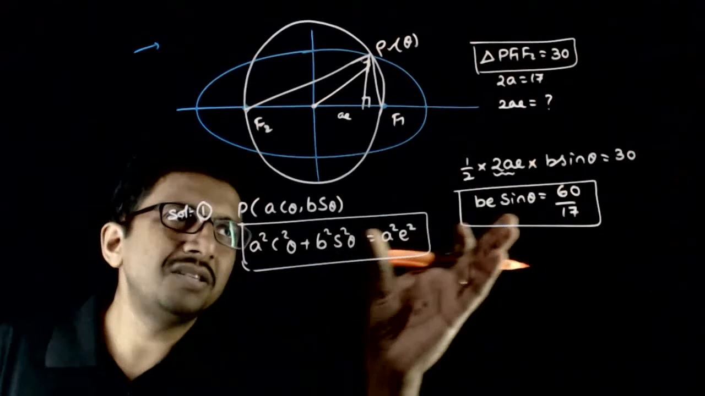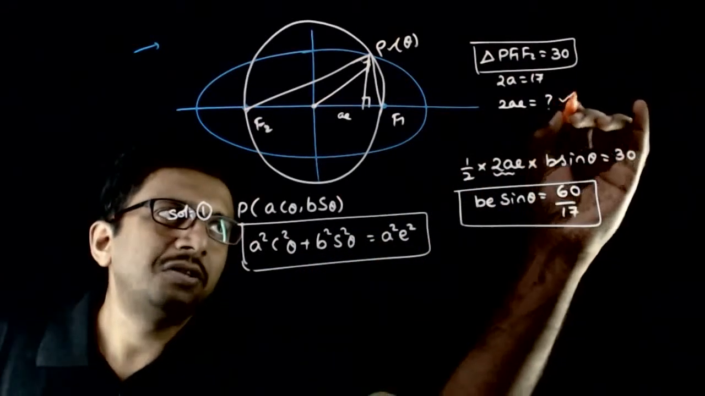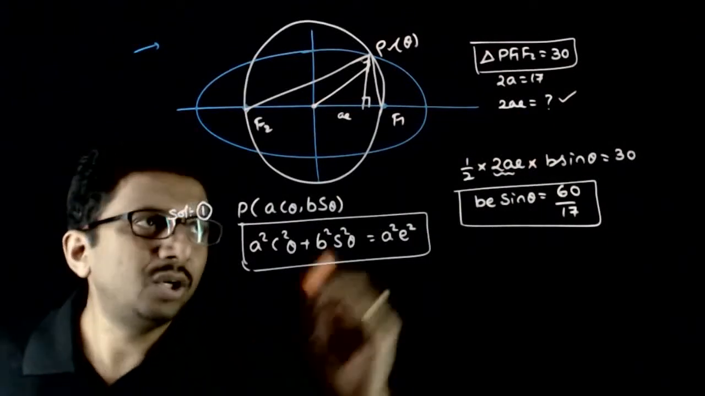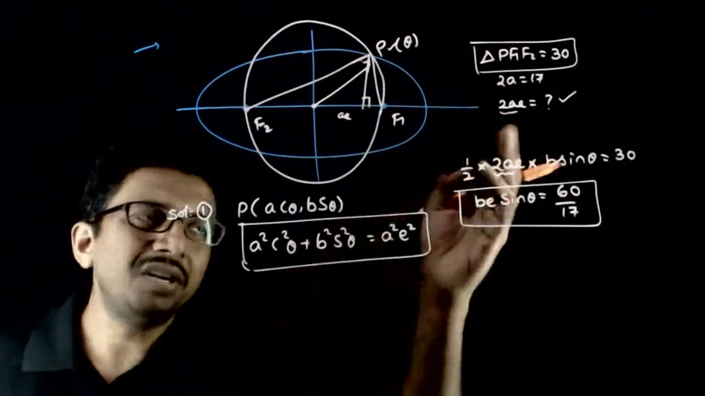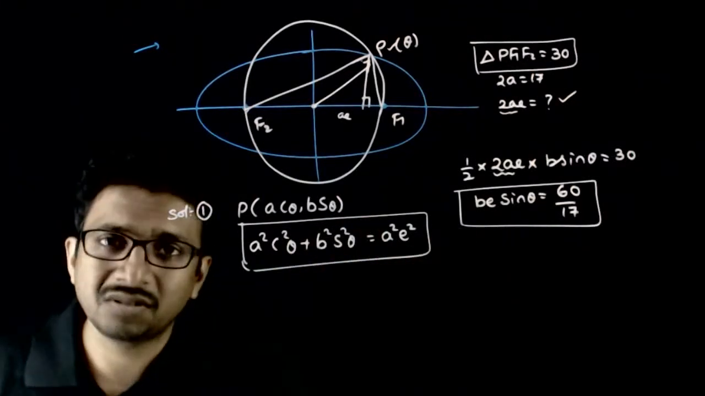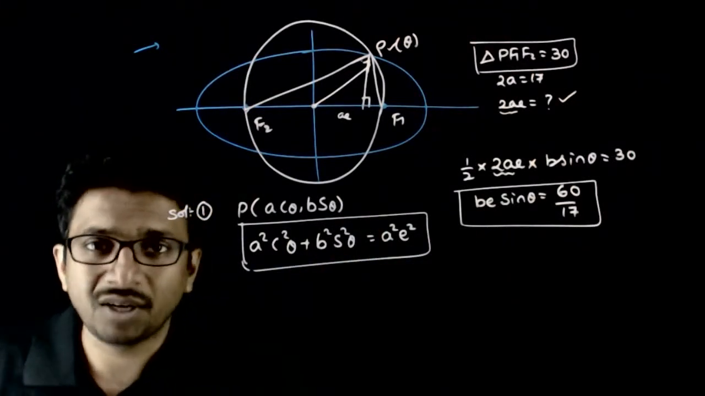So now using these two equations, you should try to find the value of 2AE. 2A is already known, so effectively you need to find the eccentricity of this ellipse from these two equations. So let us see if you can do that.